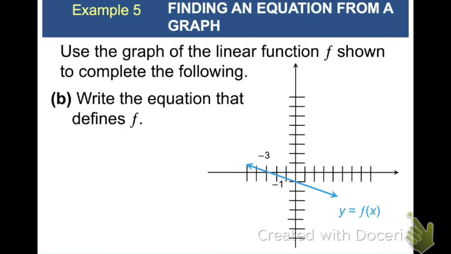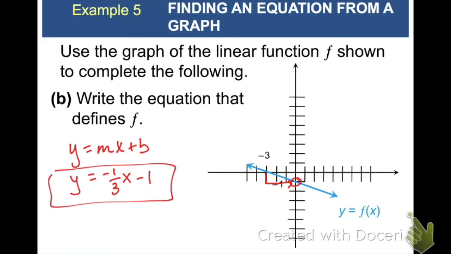And part B just wants us to write the equation of that line. So you already know your y-intercept. You already know your slope. So let's use slope-intercept form. Your slope was negative 1/3 because we went down 1 to the right 3. So my slope is negative 1/3. And my y-intercept is where it hits the y-axis right there at negative 1. So there's my equation right there.